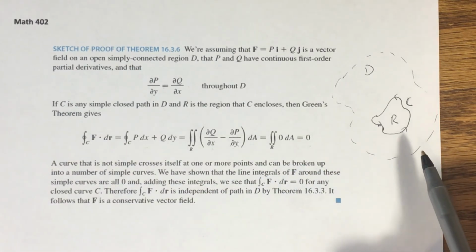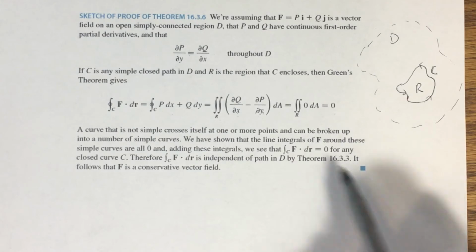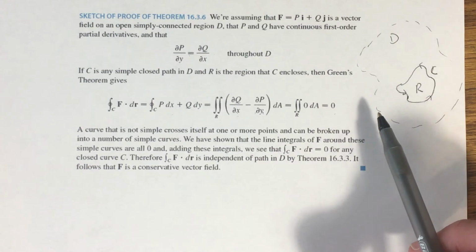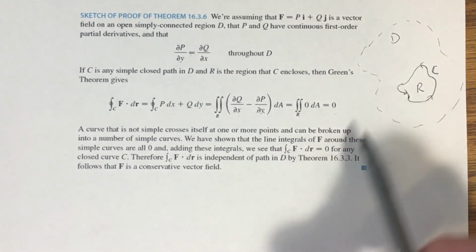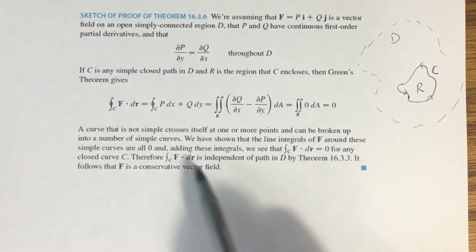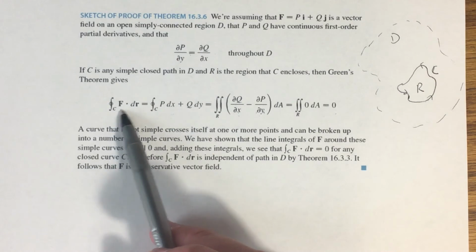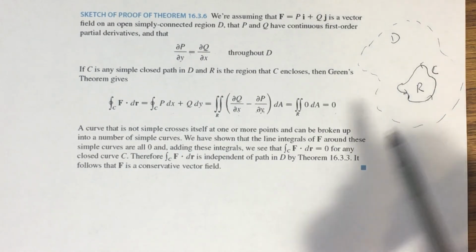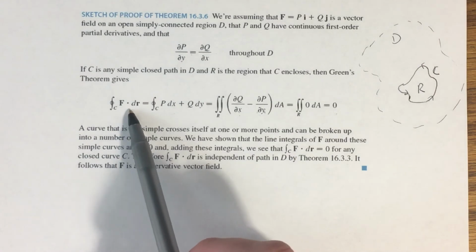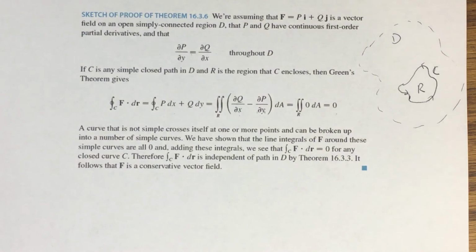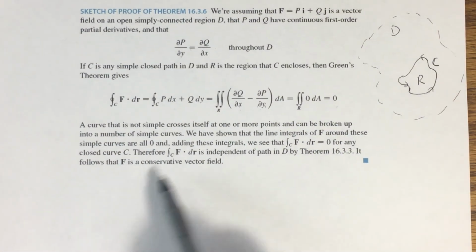Now this C here was chosen arbitrarily as long as it lies in D. So basically what that shows is that for any simple closed curve in D, the line integral of F dot dr along that curve C is equal to 0. And we know that the implication of that from 16.3 is that this line integral is independent of path. So what that implies, based on one of the other theorems that we did prove in that section, is that F is a conservative vector field.